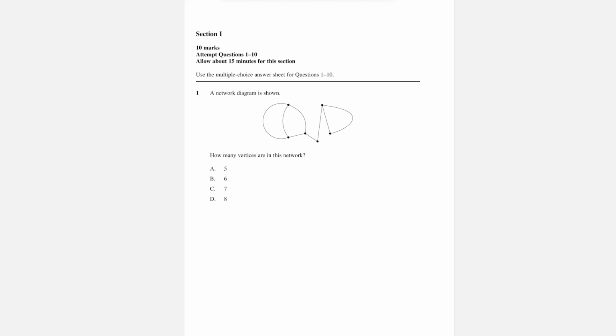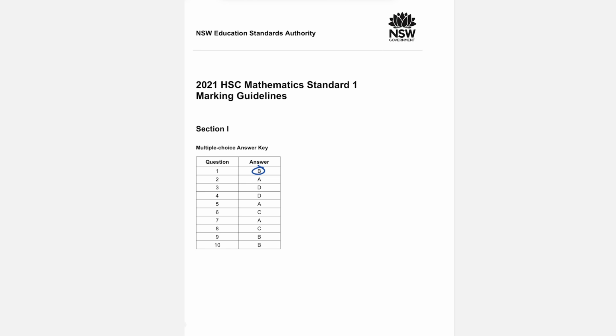All right, question 1. A network diagram is shown. How many vertices are in this network? So vertices are just another name for the dots in the network. So let's count them up. 1, 2, 3, 4, 5, 6. Easy money. 1B. The answer is indeed B.